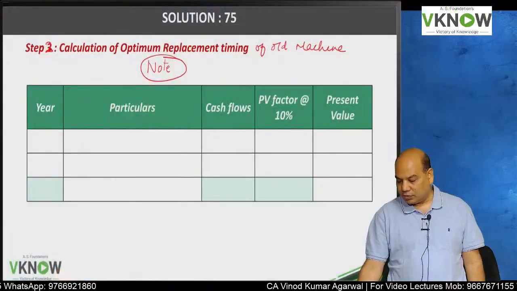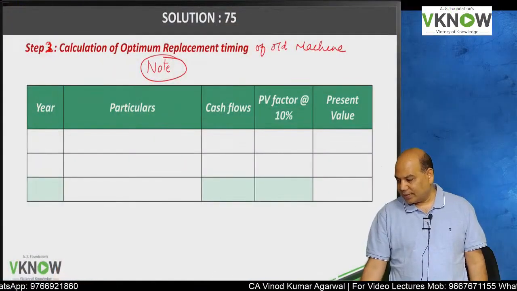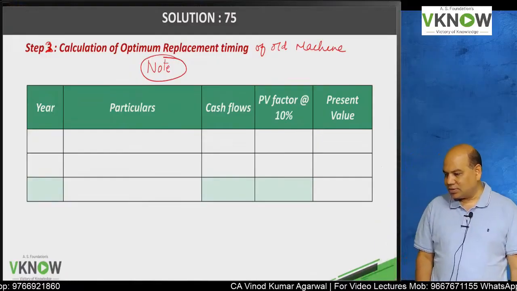And select the option which has highest PV of cash inflow, highest, because this is a benefit maximization problem. Do you agree? If you agree, say yes.